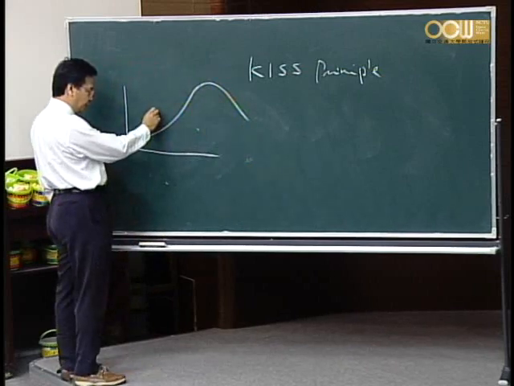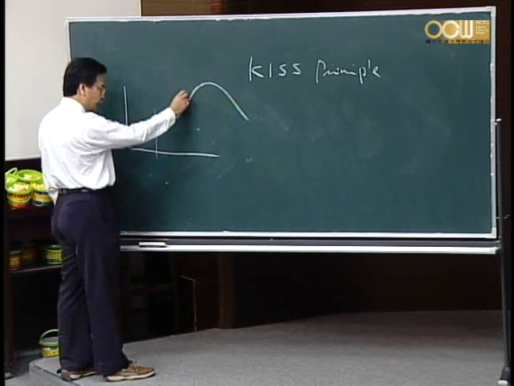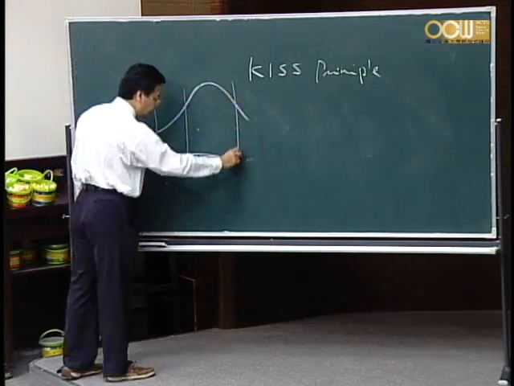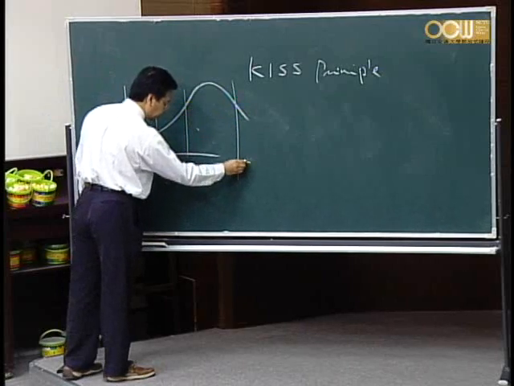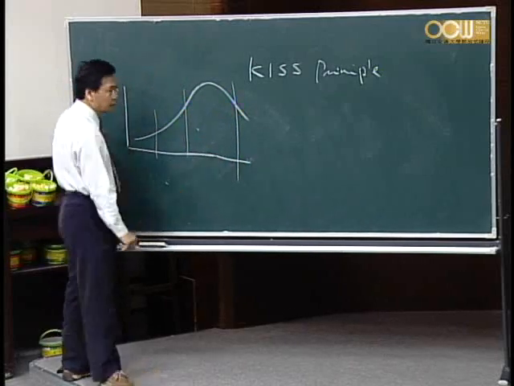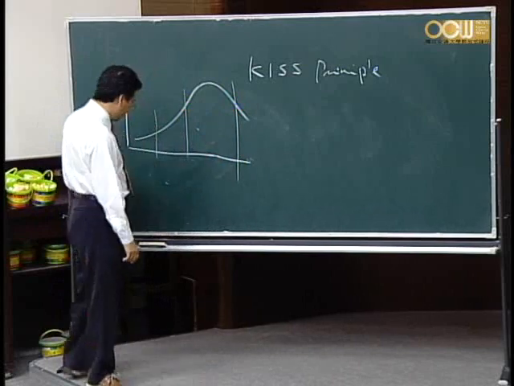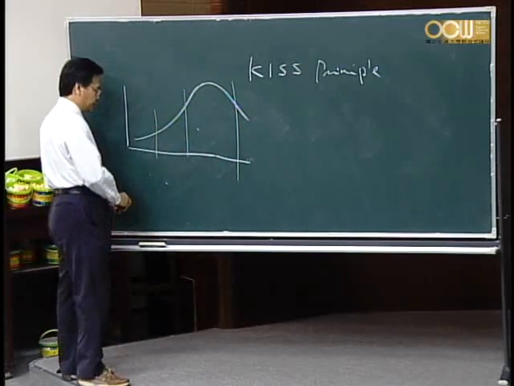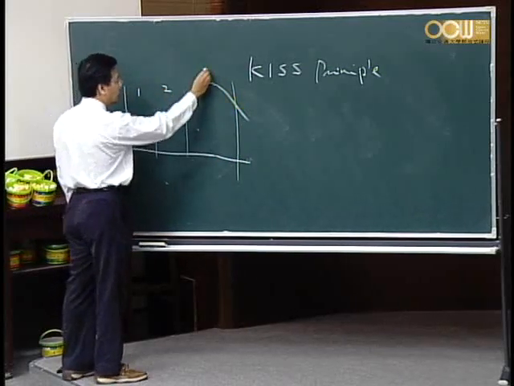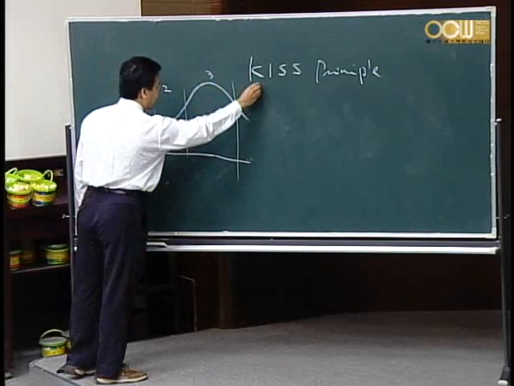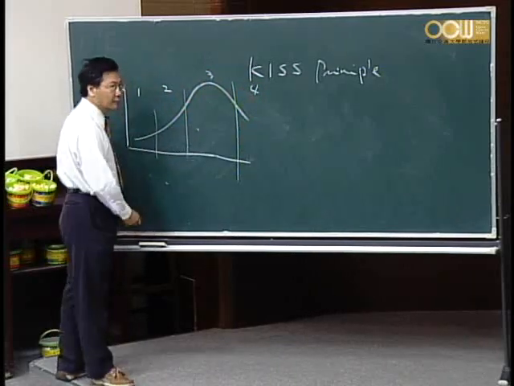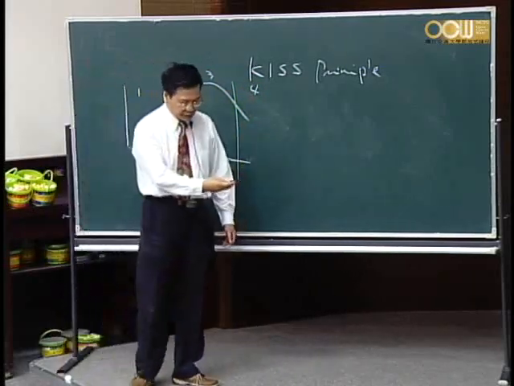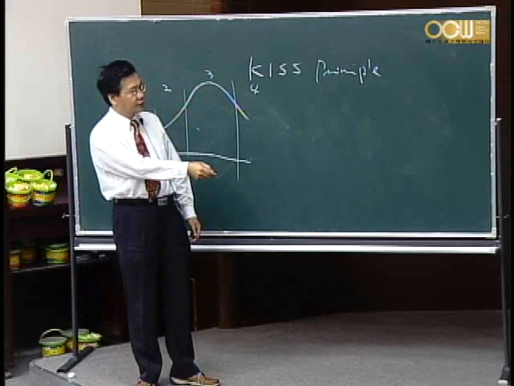So we have introduction, growing, mature, and then decline. Which stage will be the most profitable, and why? That's what this question is about.